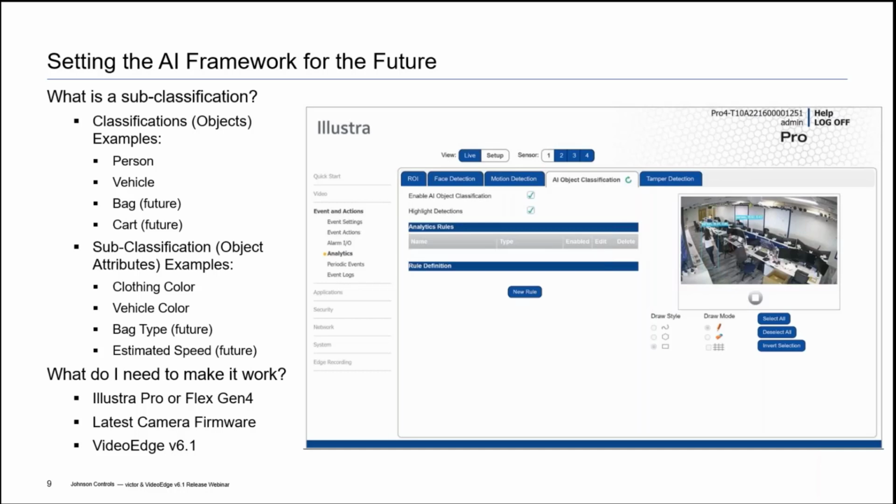but a real life end-to-end object detection solution. Today, what you need to make it work, you need an Illustra Pro or Flex Gen 4, and then latest camera firmware. And from the recorder side, VideoEdge 6.1 is the latest version of VideoEdge, and that brings the compatibility for those sub-classifications. So that's how you get there today. And as we move forward in the future, we'll be expanding that portfolio of analytic classification.